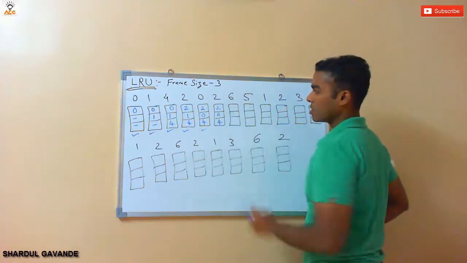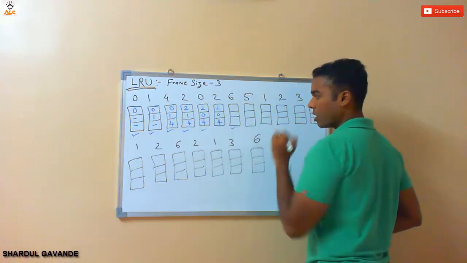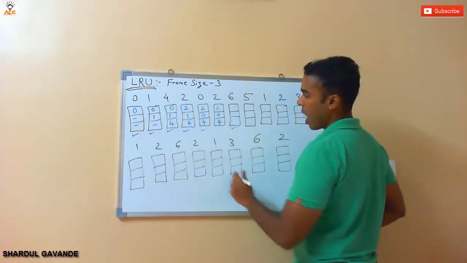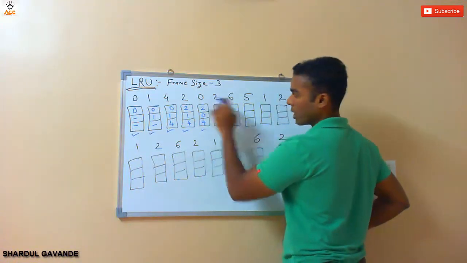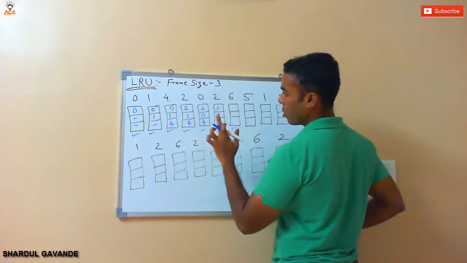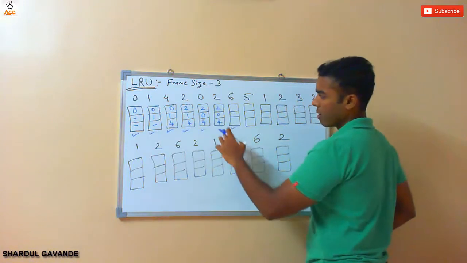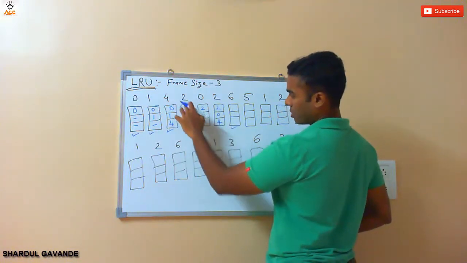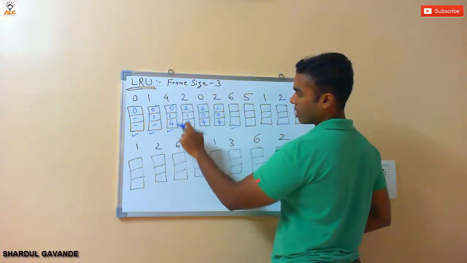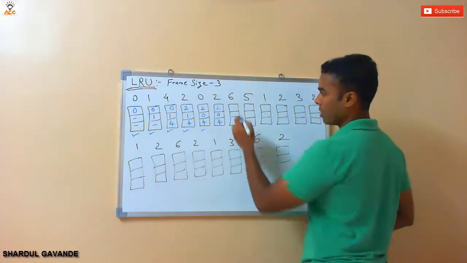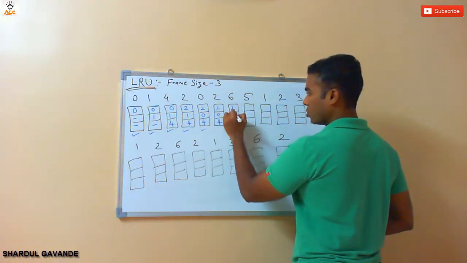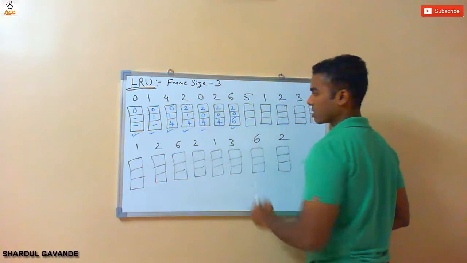Next is number 6. We have a page fault because 6 is not present. For the number to be replaced, 2 was recently used, 0 was also recently used, and the number 4 has not been used for a long time. So we have 2, 0, 6.